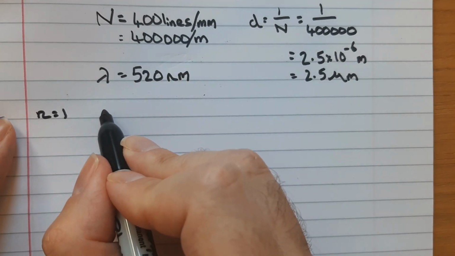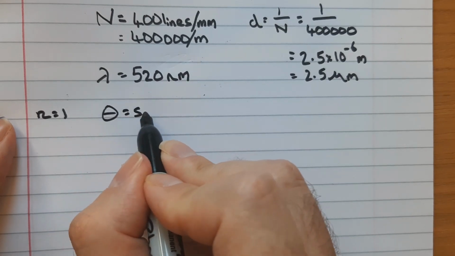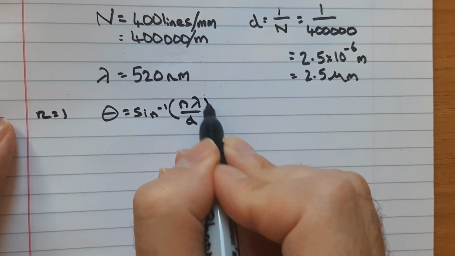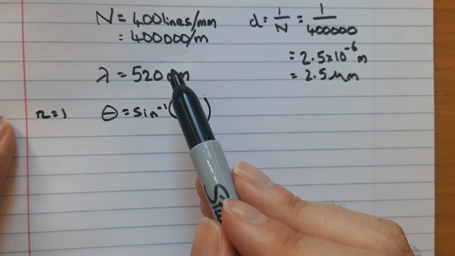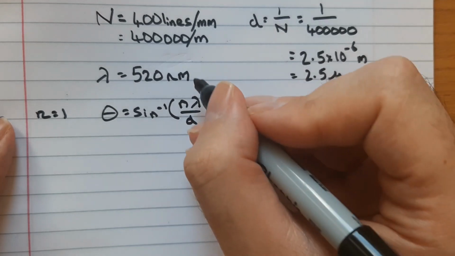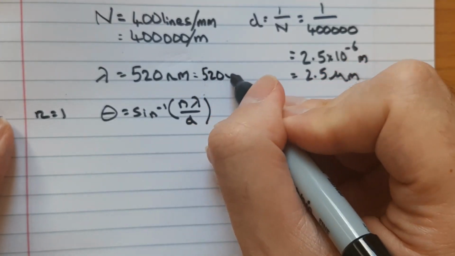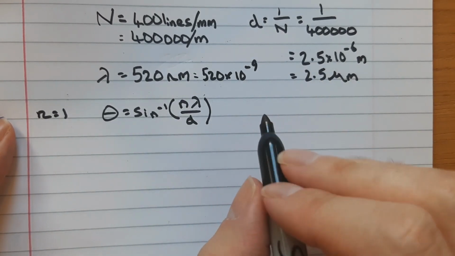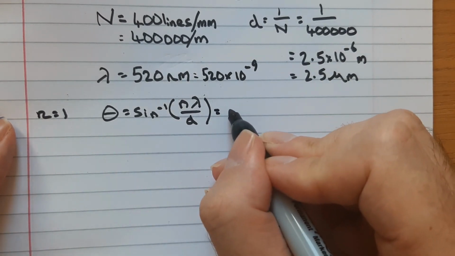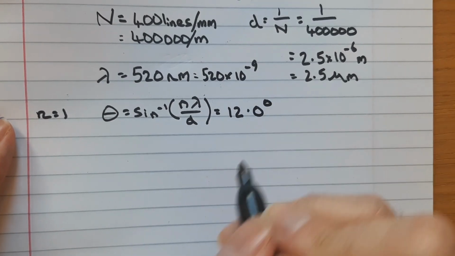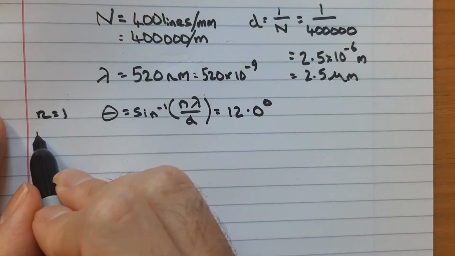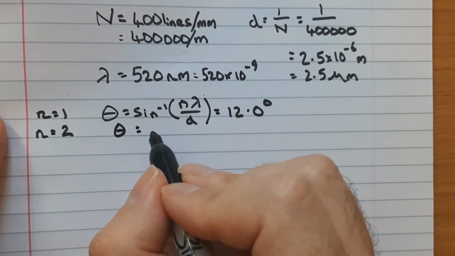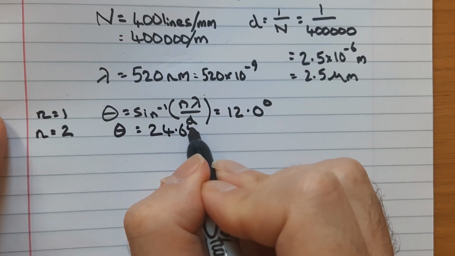So theta will be inverse sine of n lambda over d. If I put in the number 1 for n, 520 times 10 to the minus 9 for lambda, and 2.5 times 10 to the minus 6 for little d, the angle that I get is 12.0 degrees. You can try that for yourself. If I then do it with n equals 2, I get that theta is 24.6 degrees.